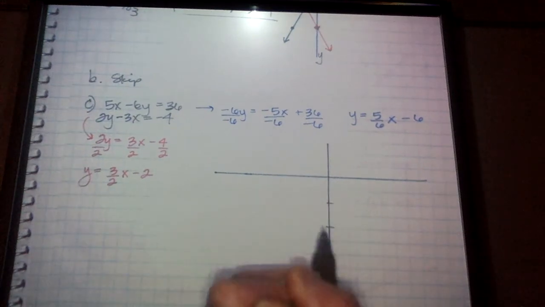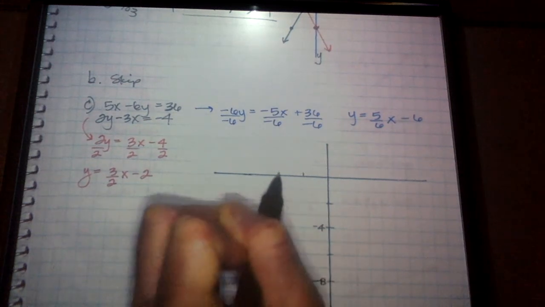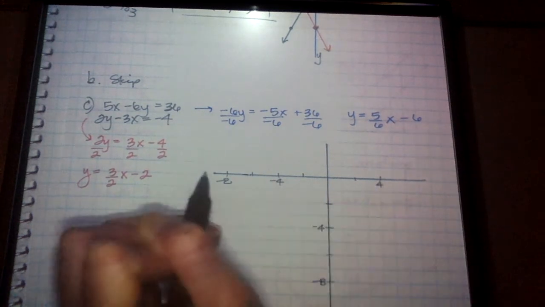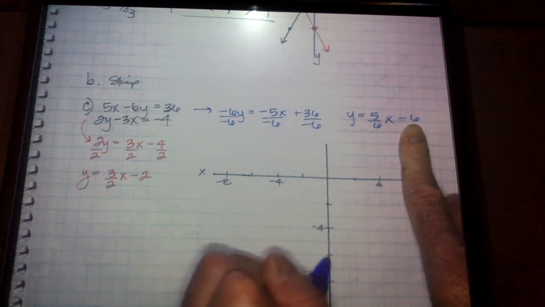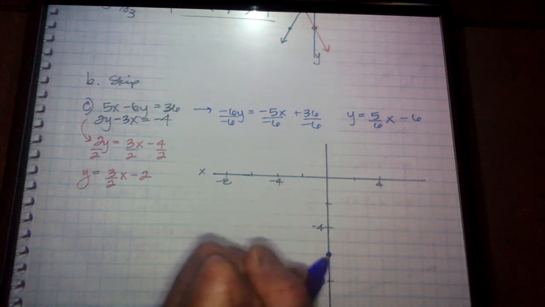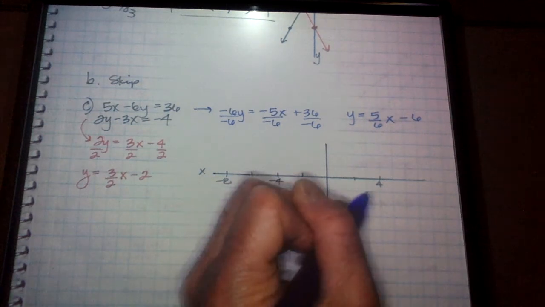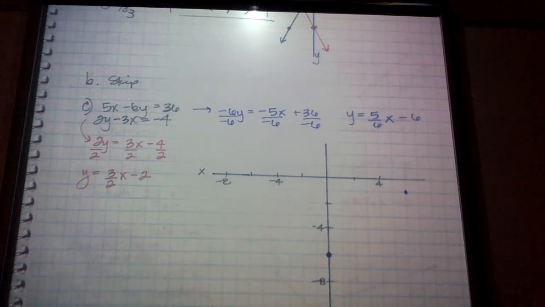So 2, 4, 6, 8, 10, 12, 2, 4, 6, 8. Here's my x-axis, here's y. So the blue line, my y-intercept is at negative 6. I'm going to go up 5, 2, 4, 5. Now I'm going to go to the right 6. Again, down 5 to the right 6.